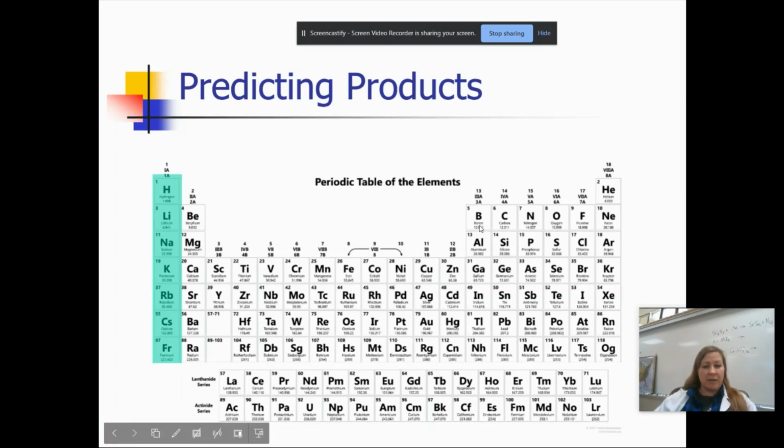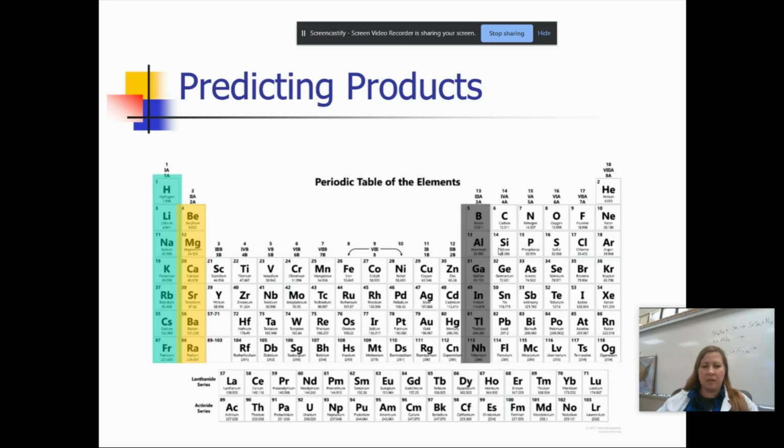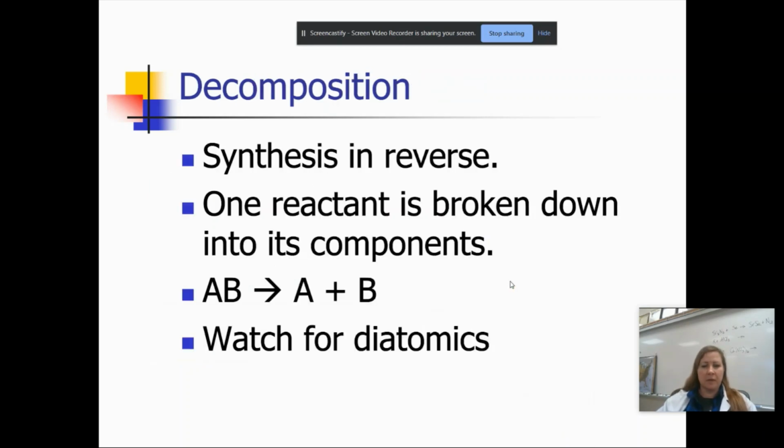These elements have a +1 charge. These elements are +2. These elements are +3. Carbon's family here is +4 or -4, depending on what the other element is that it's bonded with. It'll only bond with something of an opposite charge. Nitrogen's family is -3. Oxygen is -2. Fluorine is -1. So for synthesis, again, you've got to balance the charges.